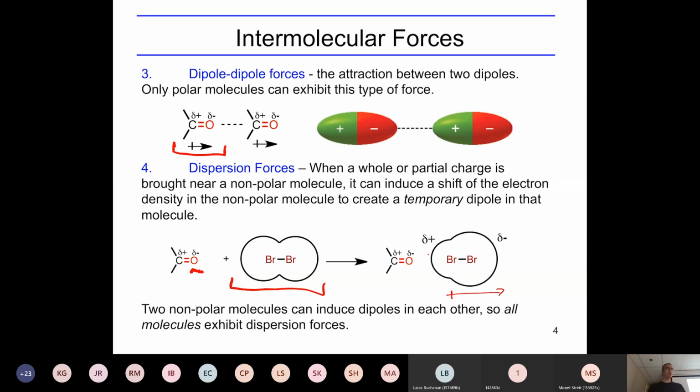And all molecules with electrons can set up these temporary dipoles, and they can be set up in any direction. And what they always do is lead to a force of attraction, sometimes very strong, between that dipole and that molecule right there.